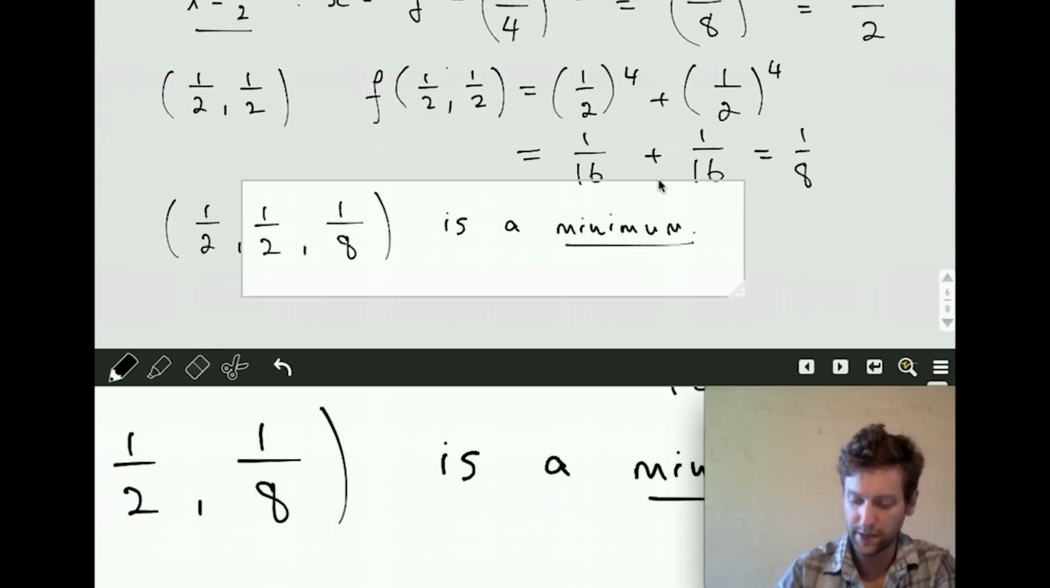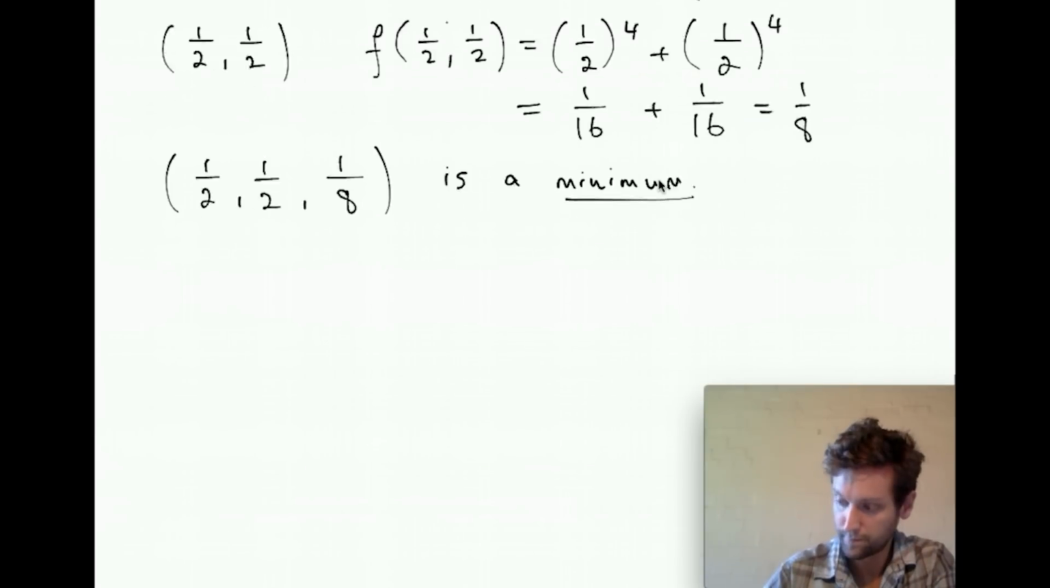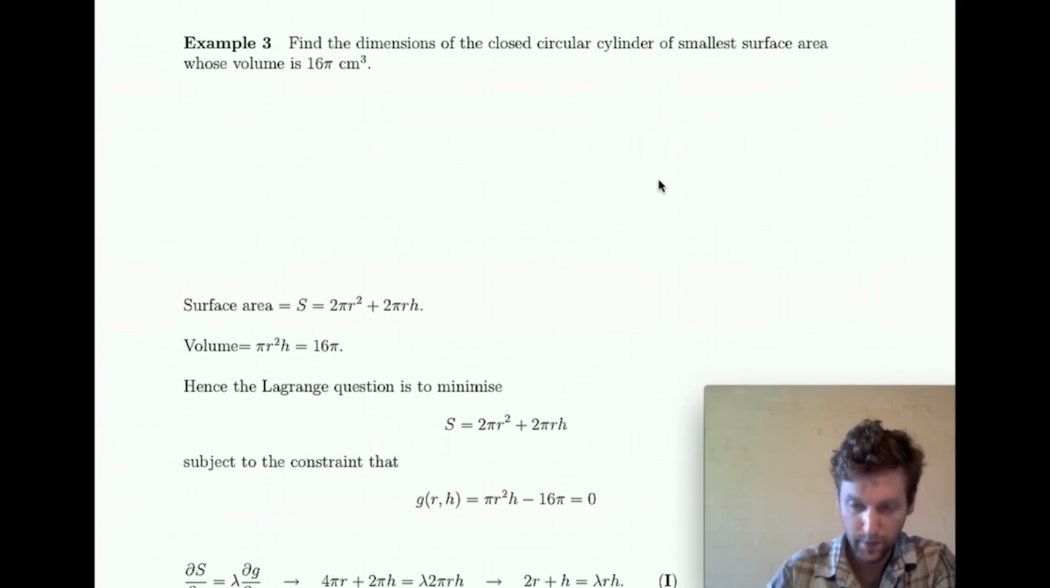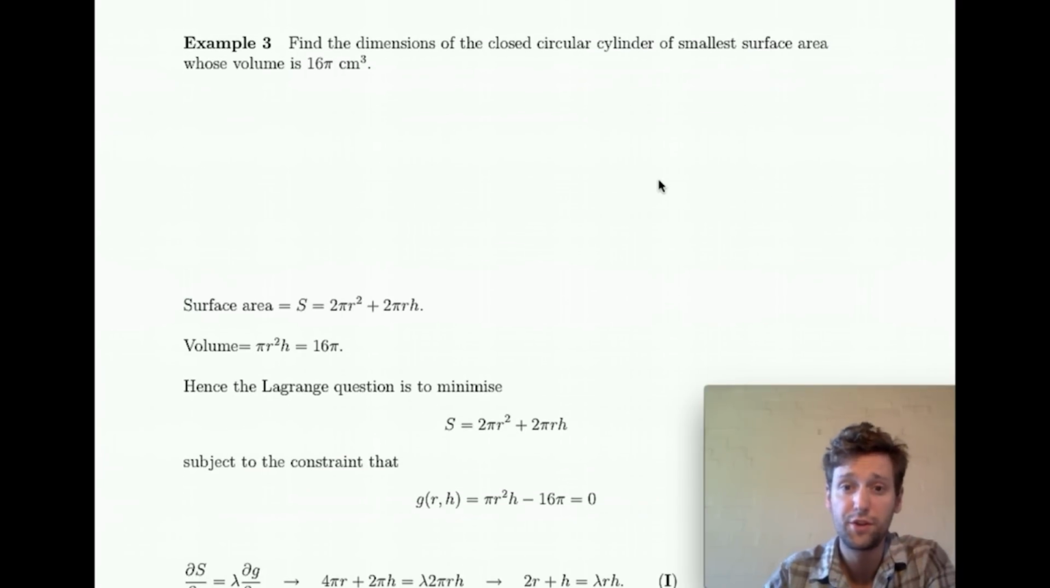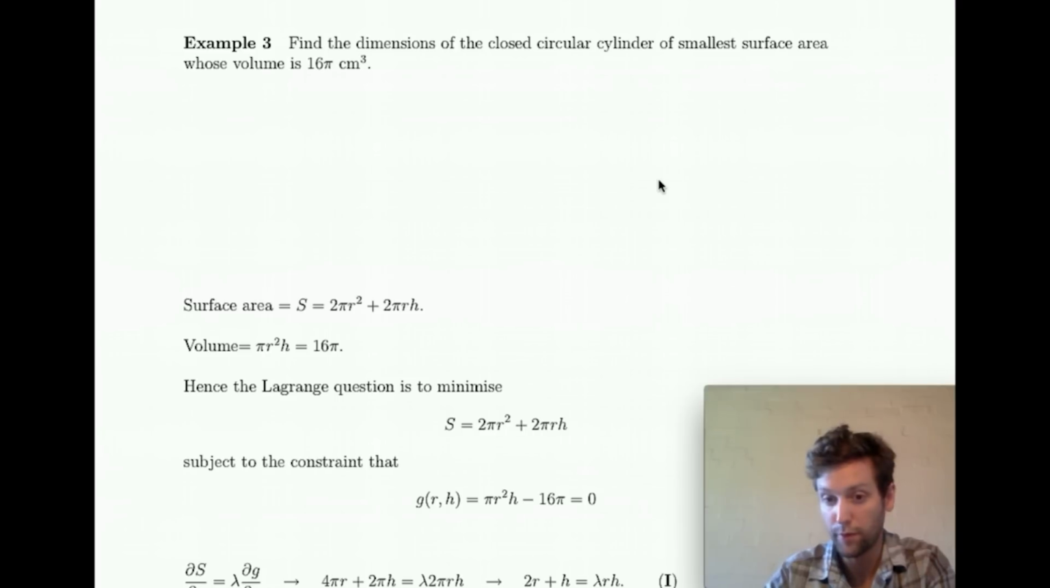Okay, let's look at another example. Example 3. So in this case, we're looking for the dimensions of a closed circular cylinder of smallest area, whose volume is 16 pi cubic centimeters. So let's think about what this problem looks like.